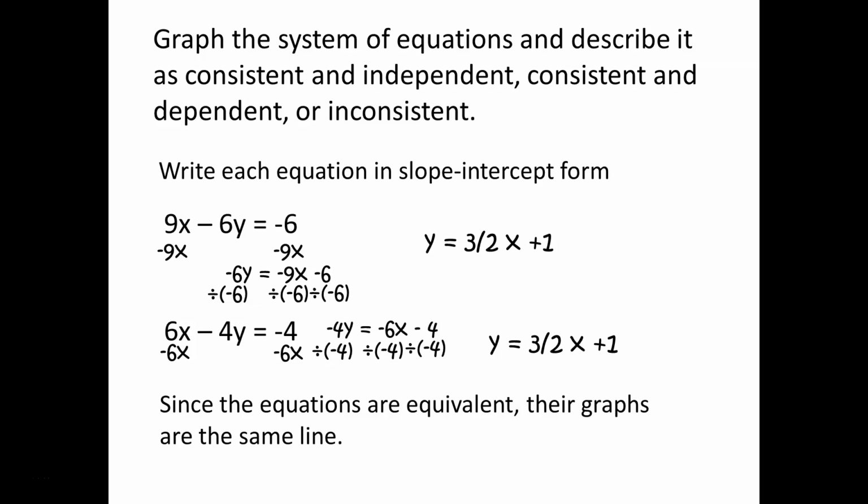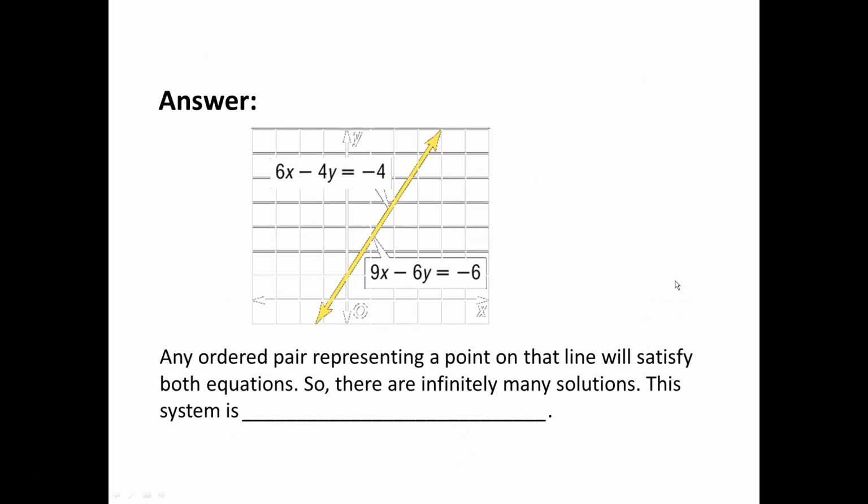Since the equations are equivalent, the graphs are the same line. So there we go. Those two lines are right on top of each other. Any ordered pair representing a point on that line will satisfy both equations. So there are infinitely many solutions. So this system is consistent and dependent. It's just laying right on top of it.